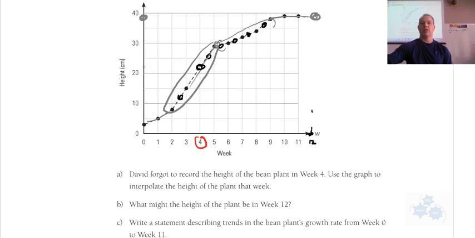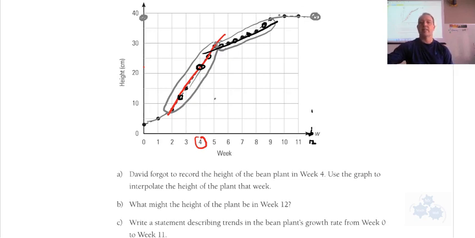Then what happens to the growth rate from week 5 to maybe 9? What happens to the growth rate? Is it growing faster or a little bit slower than it was before? So compared to this growth rate right here, what do you think this growth rate would be? Oh, it's slowing down. Yeah, the growth rate is not as high, right? It's not growing as fast.